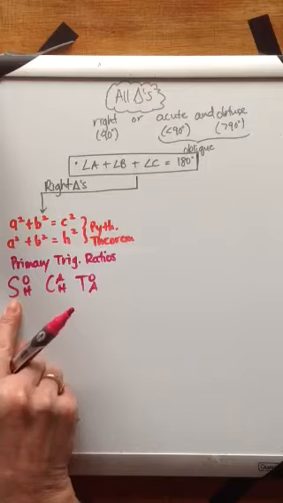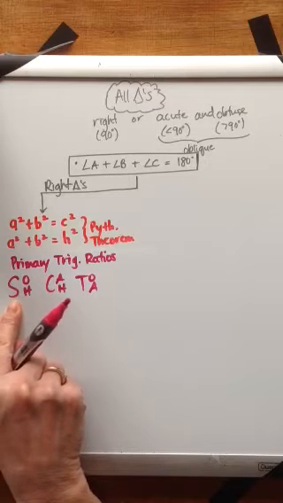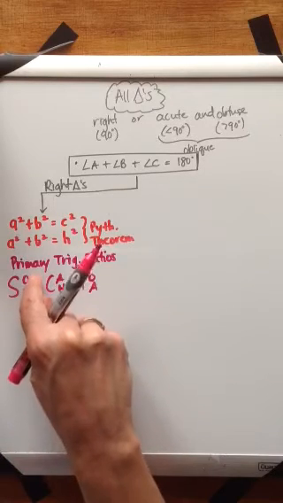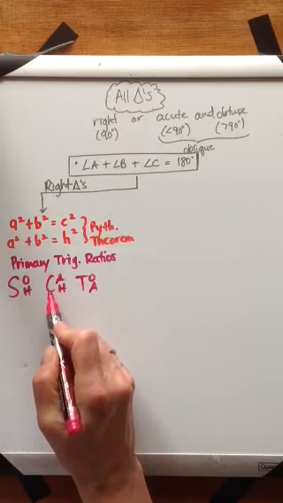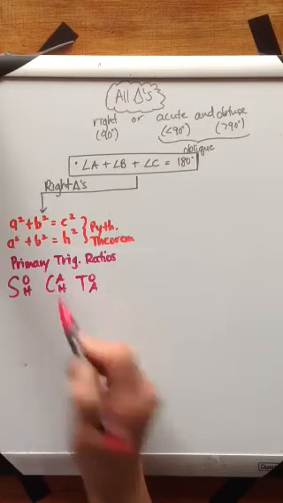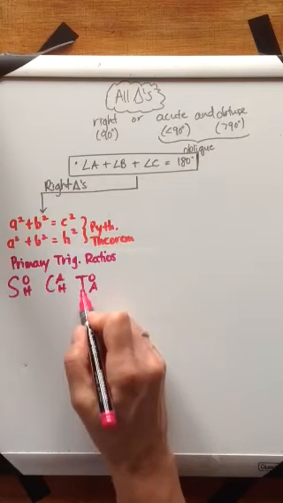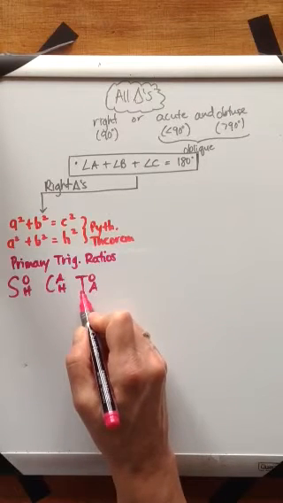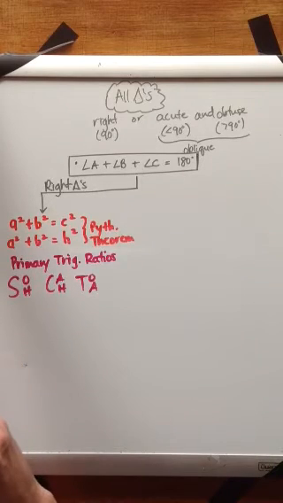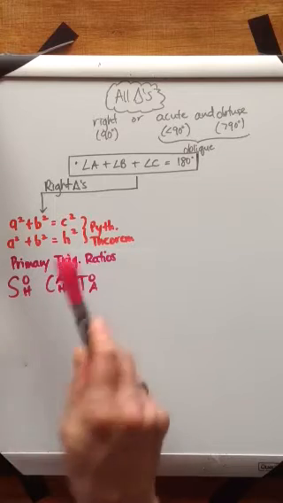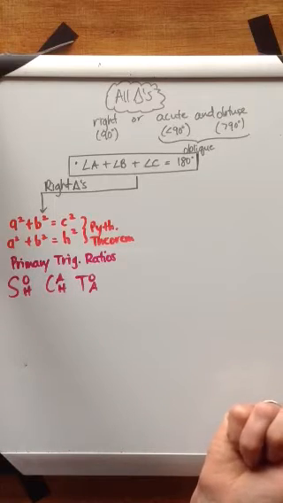where S stands for the sine of an angle in that right angle triangle is equal to its opposite side length over its hypotenuse. The cosine of an angle in a right angle triangle is equal to its adjacent over its hypotenuse. And the tangent of an angle in that right triangle is equal to its opposite side length over its adjacent side length. So those are the two tools that you have to work with for right angle triangles.